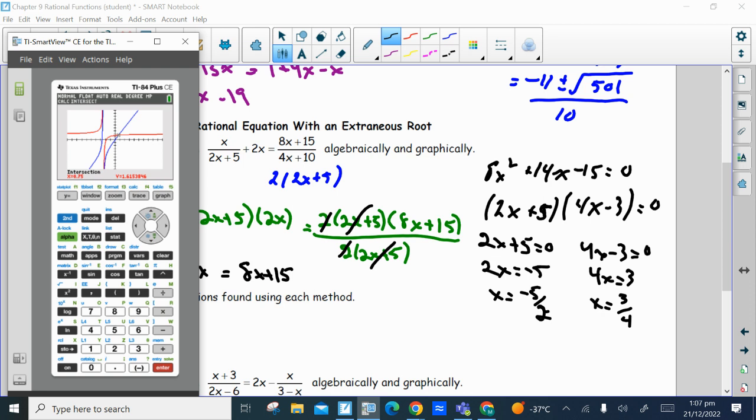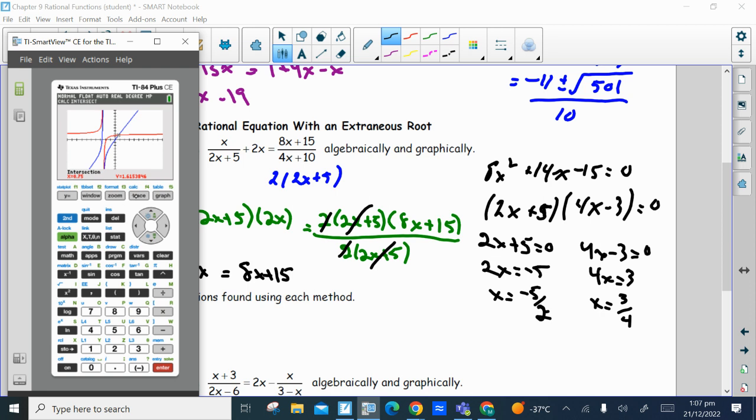Whoops, didn't go far enough over. Try it again. Second function trace, number 5 for intersect. Enter, enter. -2.5. That's weird. I'll try that. Should have worked though. Still doesn't. So maybe that's not a point of intersection. Maybe this is an extraneous root.